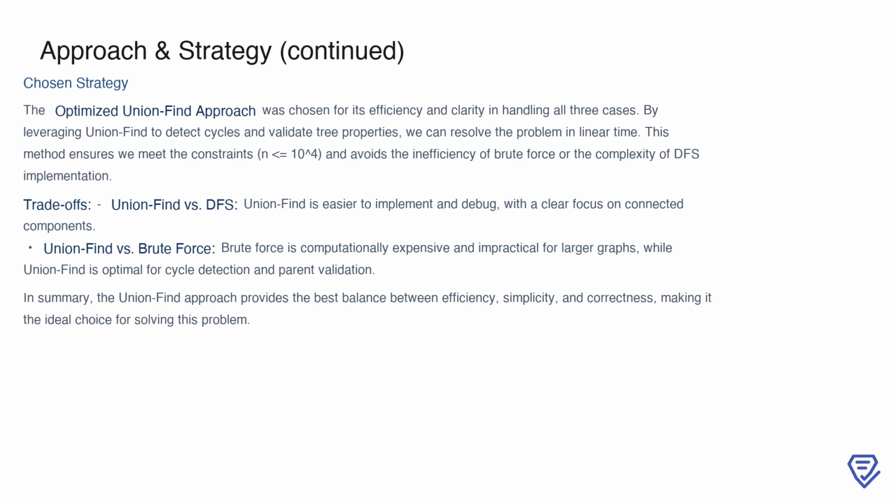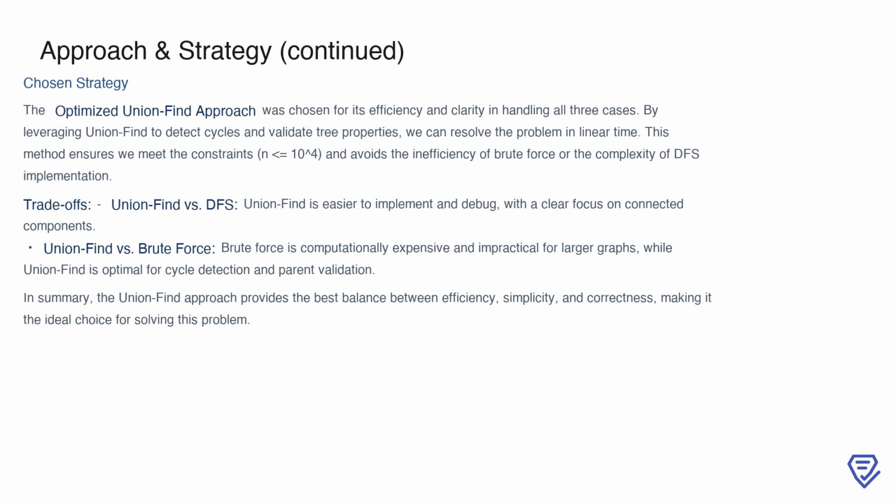Ultimately, the optimized union find approach was selected for its balance of efficiency and simplicity. It handles all three scenarios, two parents, a cycle, or both, within linear time, ensuring it works seamlessly for the maximum constraints of the problem. Comparing union find with DFS, union find offers a more straightforward implementation and focuses specifically on connected components, making it easier to debug. When comparing union find with brute force, the advantages are even more pronounced, as brute force is computationally prohibitive for larger graphs. In summary, the union find approach is the most efficient and practical solution to this problem, achieving correctness without sacrificing performance or clarity.